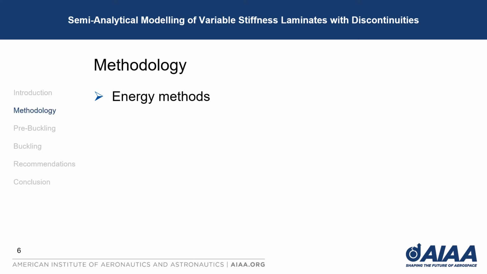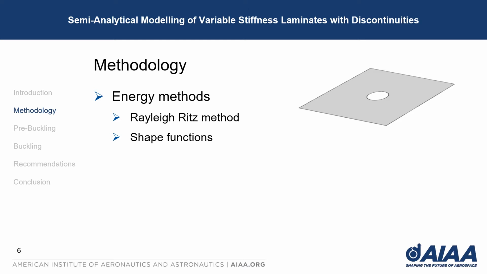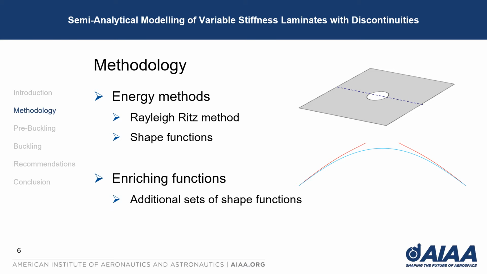conclusions. The model is based on energy methods using the Rayleigh-Ritz method, where the total energy in a structure is determined and minimized with respect to input shape functions. However, if we look at a plate with a cutout, there is an increased local effect surrounding the cutout. So if we take a look at the deflection along the line, we can see there's an increased local effect next to the cutout edges with respect to the global effect.